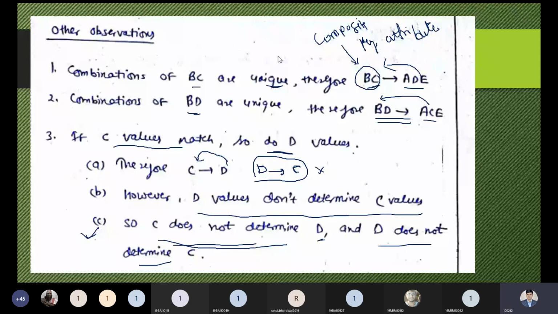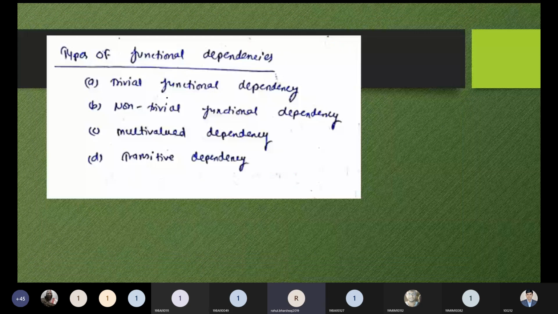Yes, this is the visible, types of functional dependency. Please let me know if it is visible to all. Yes, sir. Okay, so after this point, we will see the concept of the types of functional dependency.